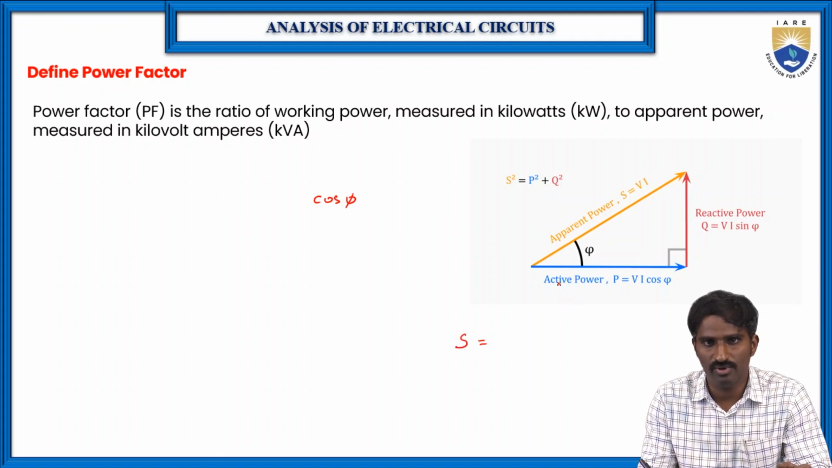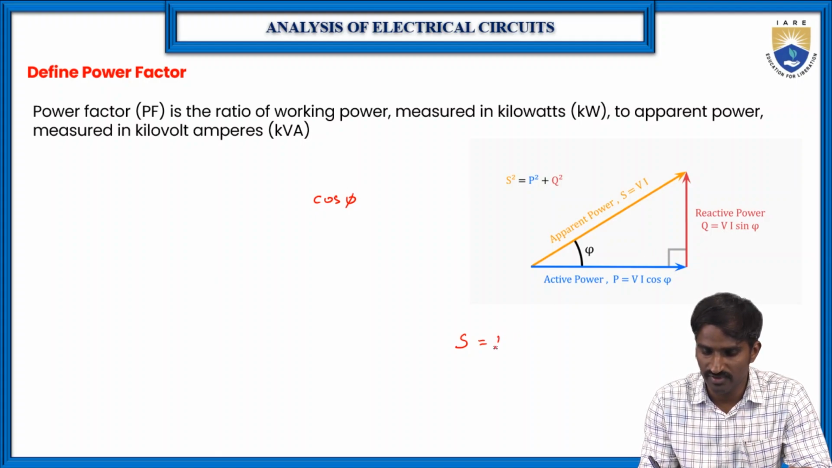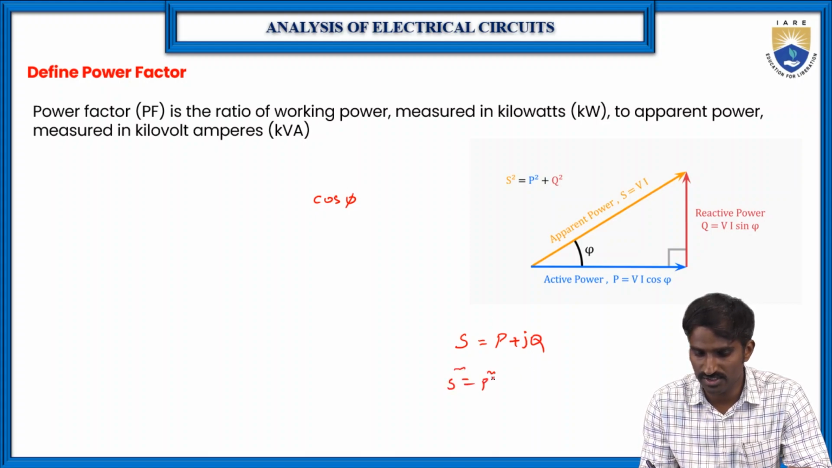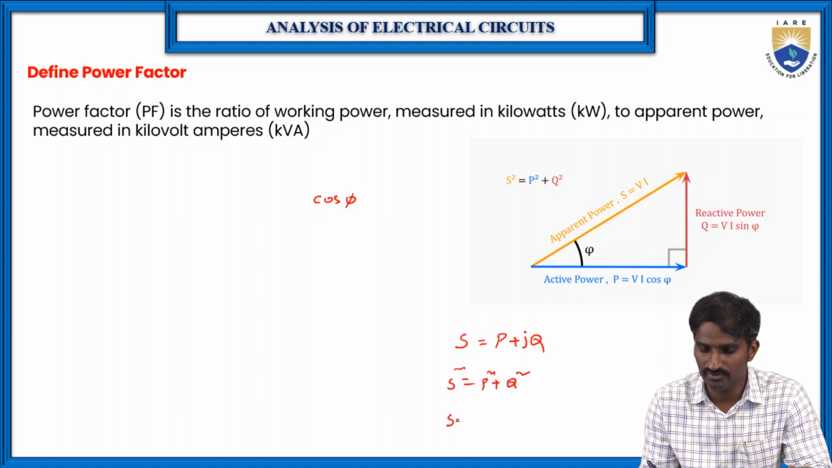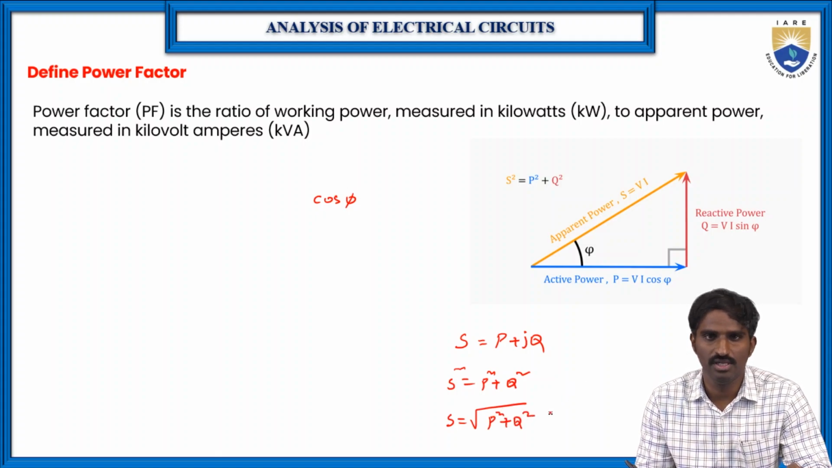Okay, then the total power here is the sum of the active power and the reactive power. Because these are complex terms, we can write P plus jQ. Or we can write simply S square is equal to P square plus Q square. In other words, the total power or the apparent power S is equal to the square root of P square plus Q square. Here P represents the active power and Q represents the reactive power.